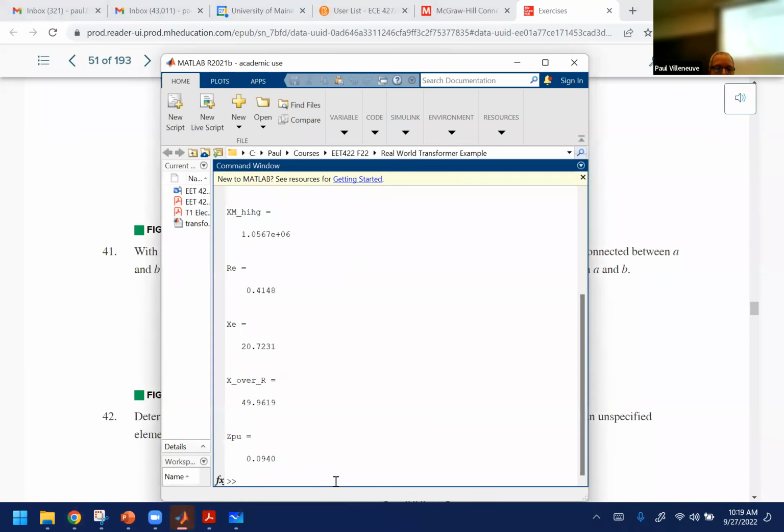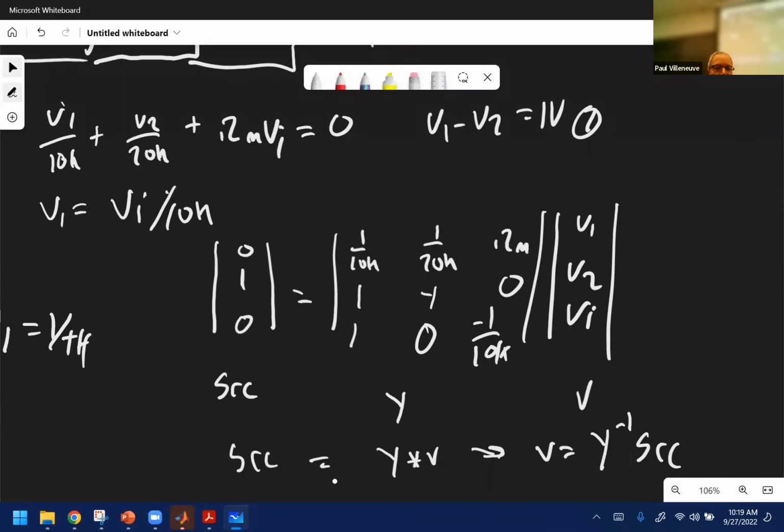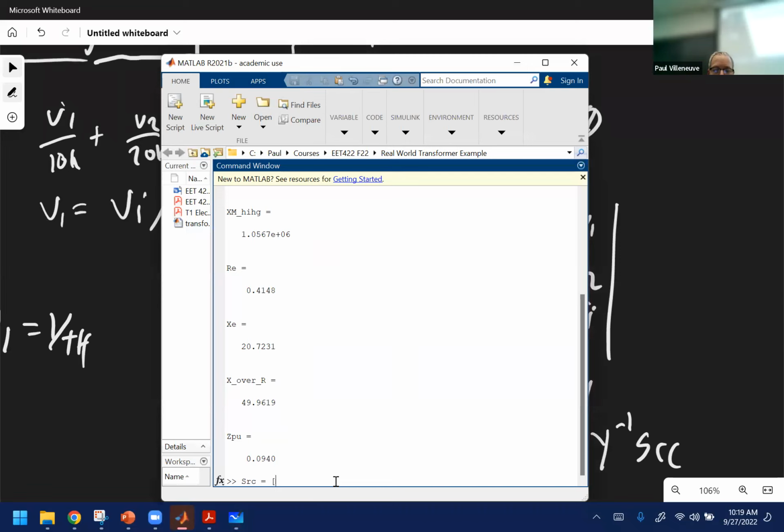There we go. So SRC is equal to, this is just how I enter it in MATLAB. You don't have to enter it in this way, but I find it to be efficient. It's 0, 1, 0. So I have to use open brackets, 0, semicolon moves to the next row, semicolon moves to the next row. That's my SRC matrix.